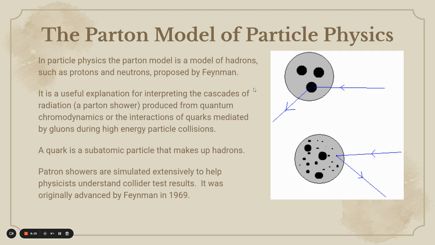A quark is a subatomic particle that's made up of hadrons, which, as we mentioned before, is like a proton and a neutron. Parton showers are simulated extensively to help physicists understand collider test results, and it was originally advanced by Feynman in 1969. So this is something that he came up with, and we now use a lot, especially with our collider tests that we do to discover smaller and smaller parts of the atom.